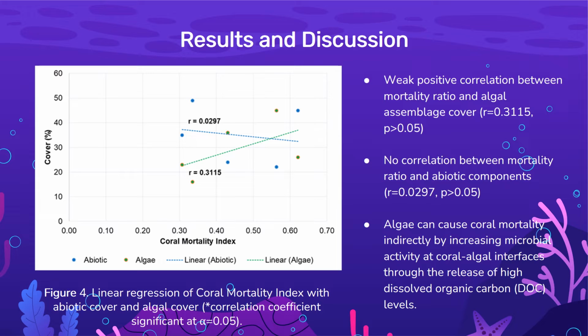According to Smith and his colleagues, algae can cause coral mortality indirectly by increasing microbial activity at coral-algal interfaces through the release of high dissolved organic carbon levels. This causes stress in corals due to hypoxia, resulting in coral mortality, which provides more space for algae to settle and grow.